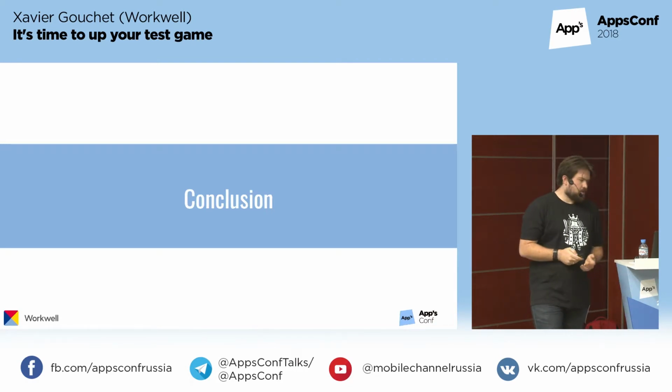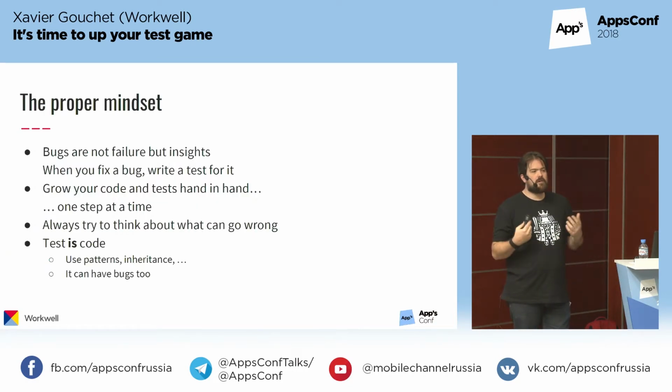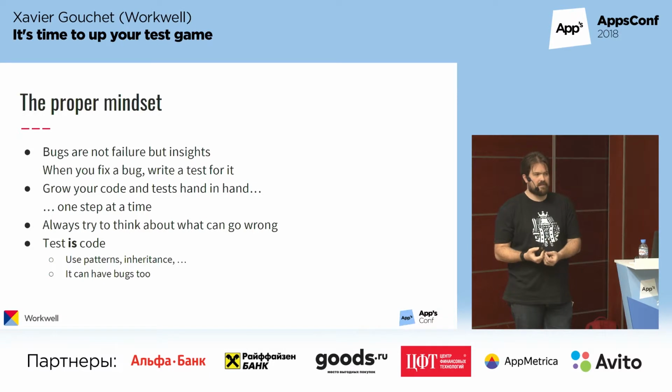So just a quick conclusion. When you're going to test, you have to have the proper mindset. First of all, you need not to think of bugs as failure. Bugs are insights that you can use to improve your tests. And whenever you find a bug, be it when you are coding, when you are testing, or when you have a beta, you always write a test that covers it.